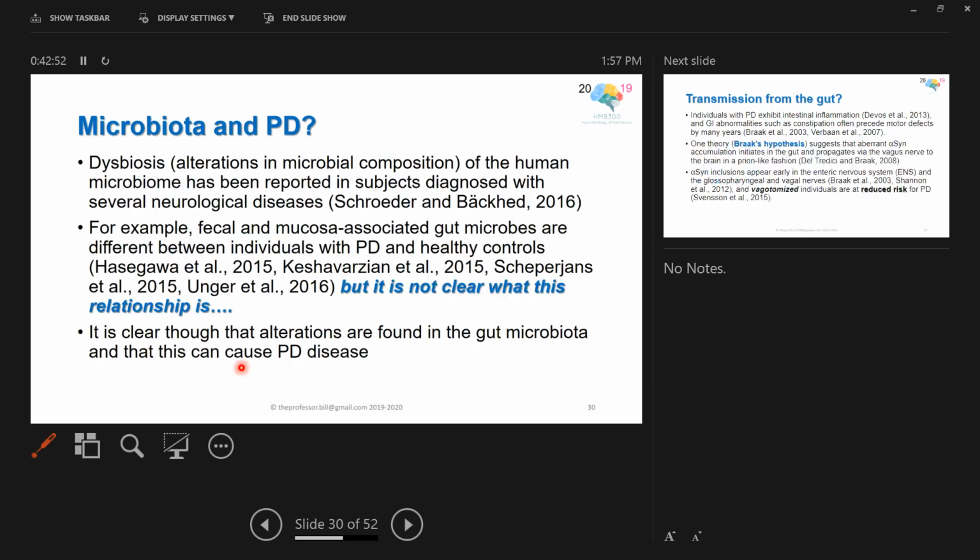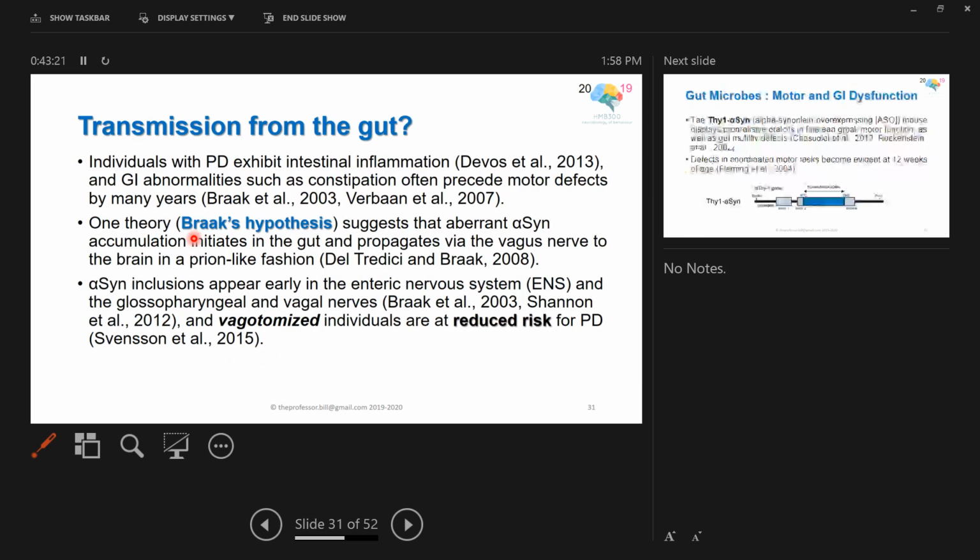Again, no need to know any of the different study names or anything else. This isn't a psychology course where you have to know the study authors and the dates. You're more likely to get questions where the question already includes different types of things like dysbiosis directly. So just more of a confirmation of what you don't need to know. You should be familiar with Braak's hypothesis, though.